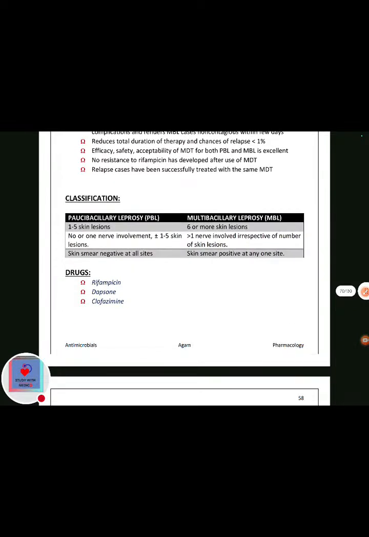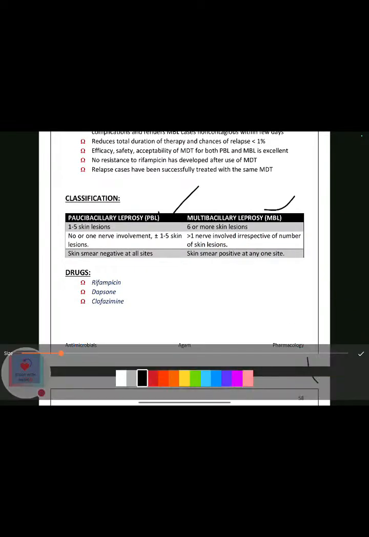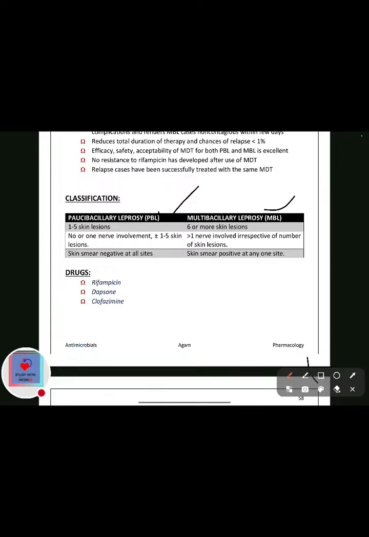Let's classify. There are two types: multibacillary and paucibacillary. In paucibacillary, you have 1 to 5 skin lesions. If 1 to 5 skin lesions are there in the body, it will be paucibacillary. If more than six are there, then it is multibacillary. In paucibacillary, no or one nerve involvement is there. That is, 1 to 5 skin lesions, they can have one or no nerve involvement.